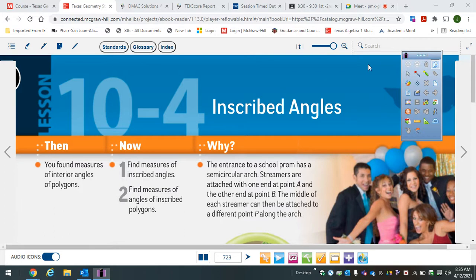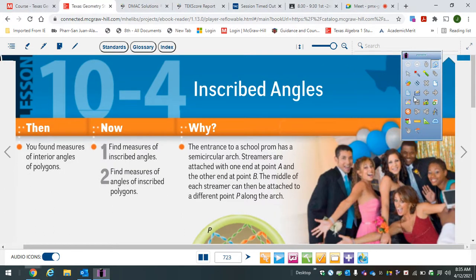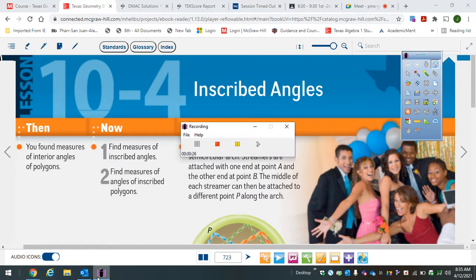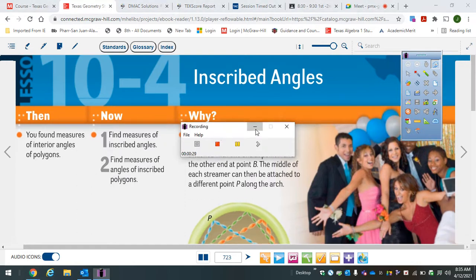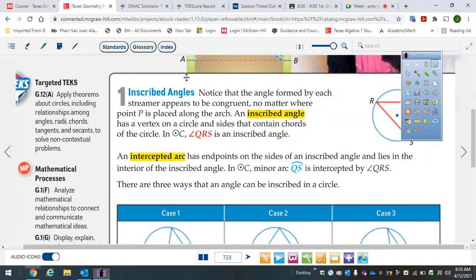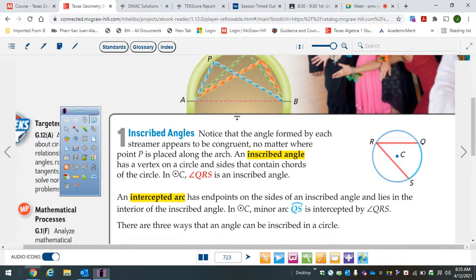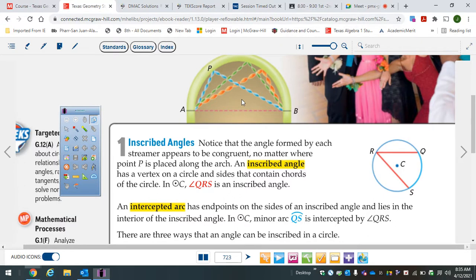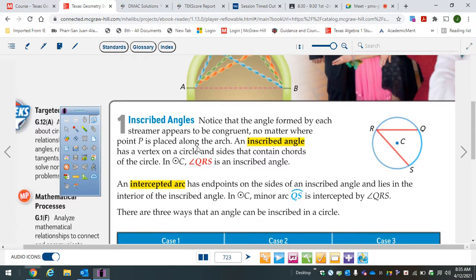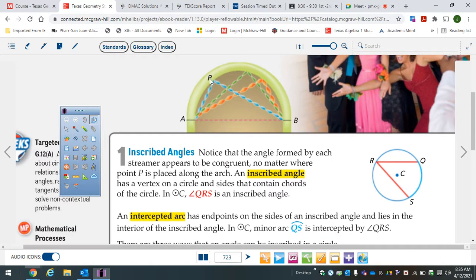Okay, so inscribed angles. Let's go with this one. Wait, did I even start it? Yeah. So here we go. Notice that the angle formed by each streamer up here appears to be congruent no matter where point P is placed along the arch. Okay, so right here, you see that one? As long as you put it anywhere here, something cool happens. You'll see right now.